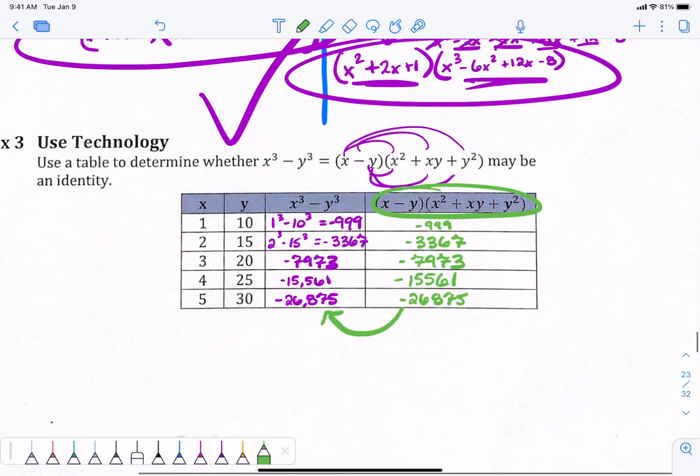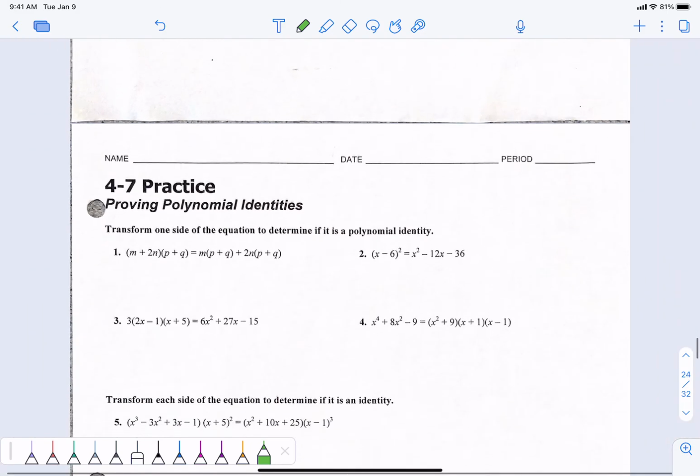Okay, so last problem. Moral of the story: this is an alternative. Rather than changing one side and foiling stuff out and making it look like the other, we set up a table. As long as when we plug it in it's the same for both sides of the equation, we've proven it's true. We've proven that that thing works. Good? Check. Boom.